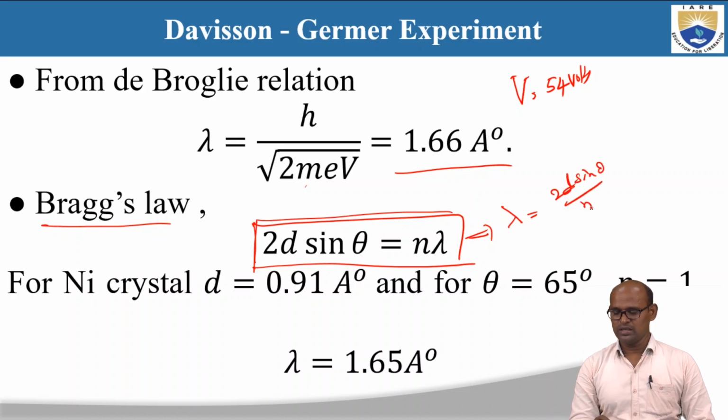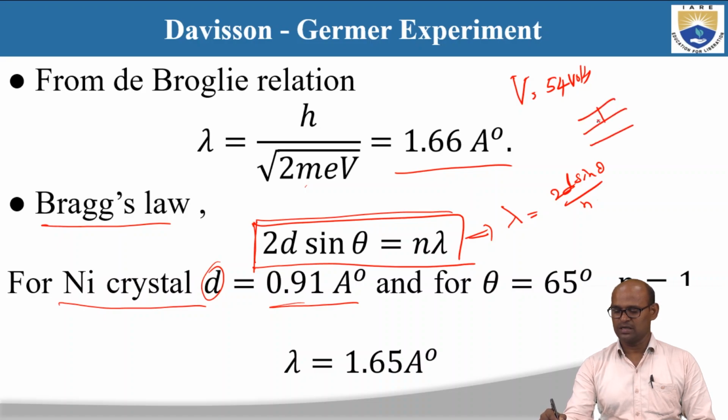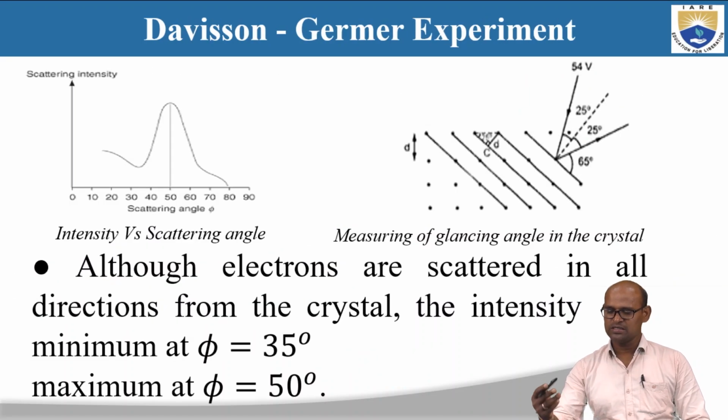Here there is only the first order, so we take n as 1, and d is 0.91 angstrom for the nickel crystal. So the interplanar spacing d is 0.91 angstrom, and theta, the diffraction angle, is 65 degrees. Where did we get this 65 degrees?